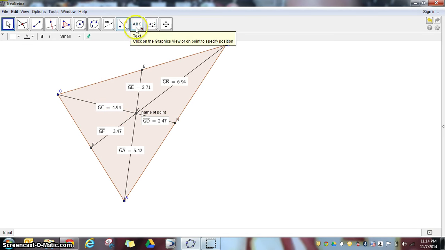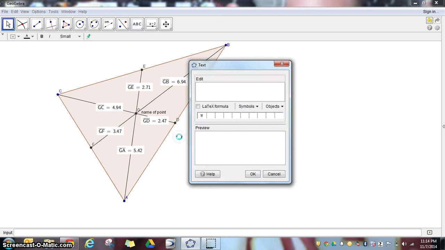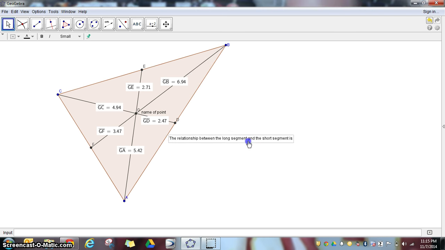And I want you to get your text tool and I want you to describe to me that relationship. The relationship between the long segment and the short segment is fill in the blank. I hope you didn't think I was going to fill that in for you. I want you to think about that. How does this line segment compare to this one when we create the medians of the triangle?